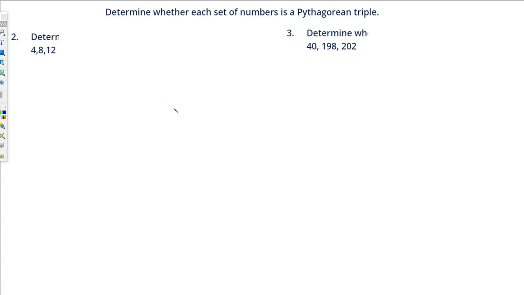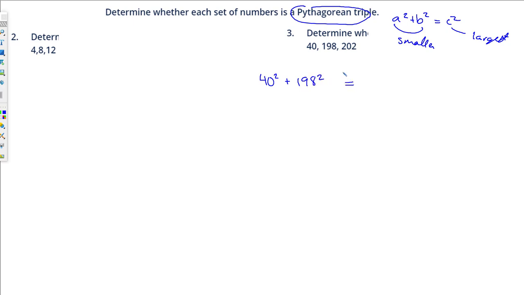So how we can determine whether something is a Pythagorean triple, that means it works for a squared plus b squared equals c squared. So if we plug it in, these being your smaller numbers, and this is your largest. Which of these two do you want me to work? Three? So we have 40 squared plus 198 squared. We want to know, does that equal 202 squared?